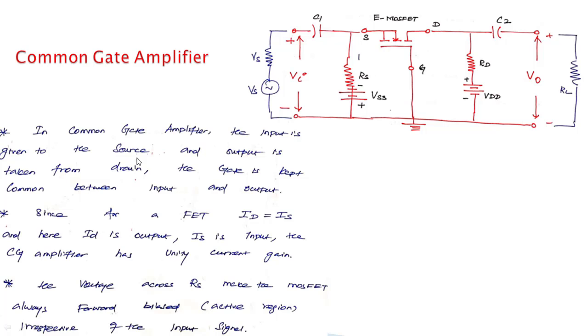So the common drain or common gate amplifier will not amplify the current. It will amplify only the voltage. So it has unity current gain. So no need to derive anything, because the input current is IS and the output current is ID. Both are the same. The current gain of the common gate amplifier will be unity.